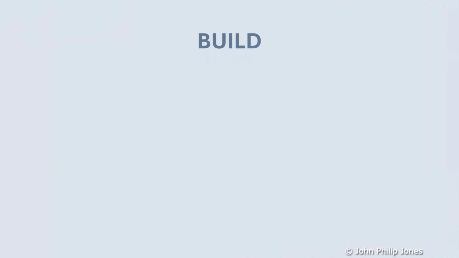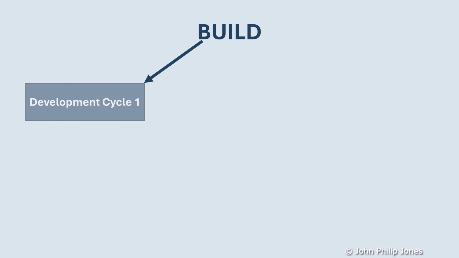So let's move on to what I like to refer to as the build of the software system. And I'm referring to the build as represented by the Agile model of the software lifecycle. This is where we start off with a development cycle 1, often referred to as an iteration, but more frequently referred to as a sprint. But we can talk about that later in the playlist.